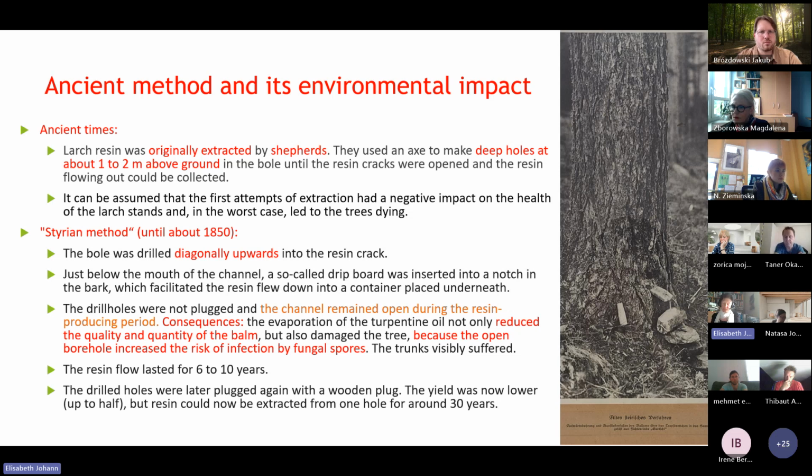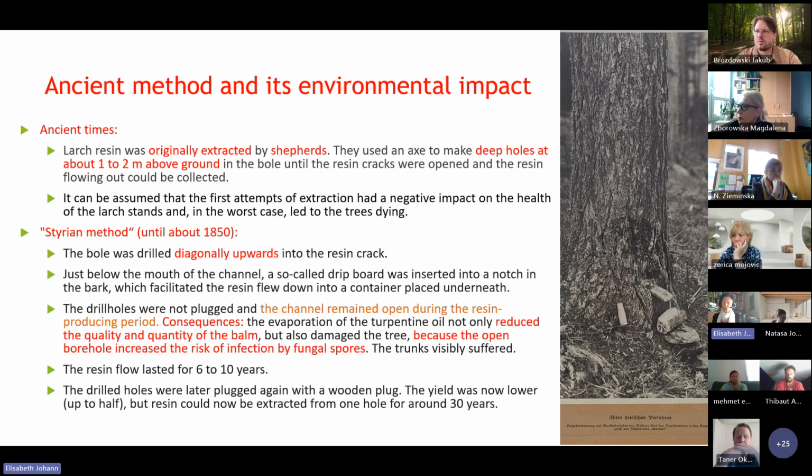In this method, the bowl was drilled diagonally upwards into the resin crack, and just below the mouth of the candle, the so-called drip rod was inserted into the notch in the bark, which facilitated the resin flow down to a container underneath. You can see it on the right-hand side in the picture. The drill holes were not plugged, and the candle generally remained open during the resin producing period.